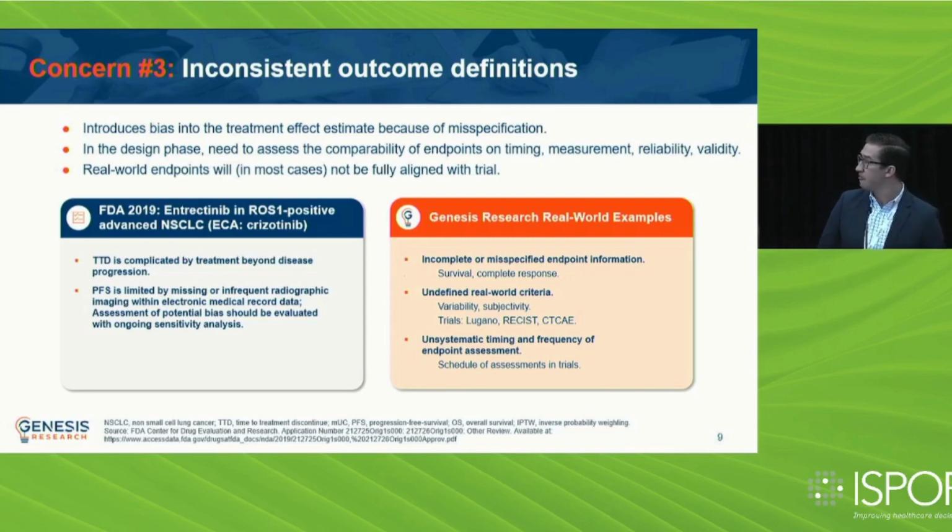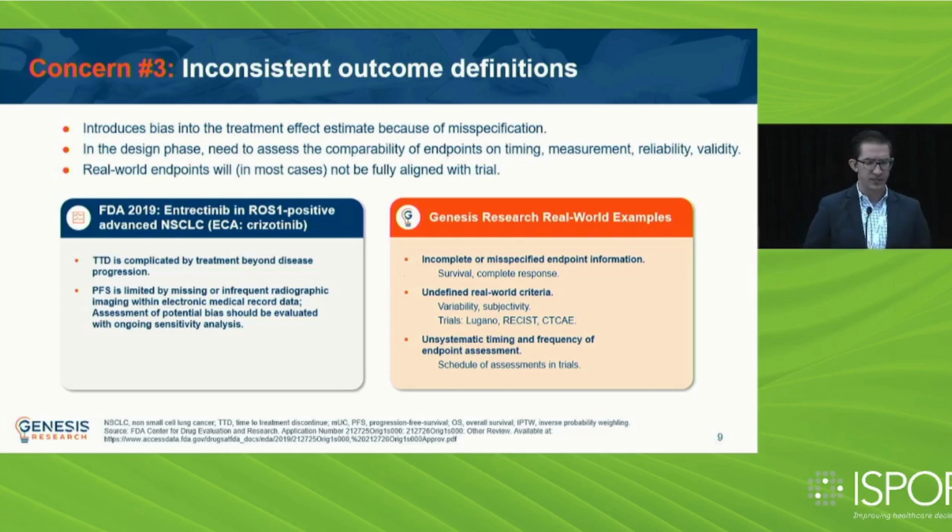Similar to that, in the real world, we are dealing with undefined criteria as to what progression is, for example. And so what that leads to is variability and subjectivity in the reporting of that outcome, again, another potential source of bias when thinking about the outcome definitions. Of course, in trials, we're using things like RECIST and Lugano criteria to define our endpoints. And what does it mean when those are misaligned? And how do we circumvent those? And can we circumvent those?